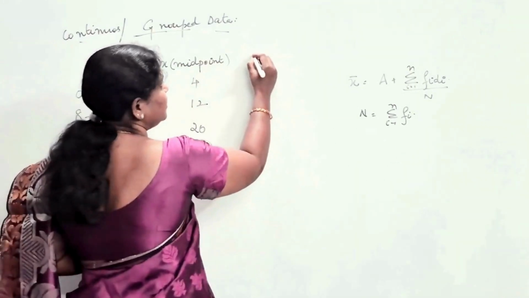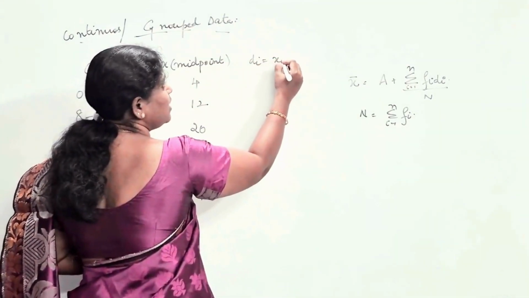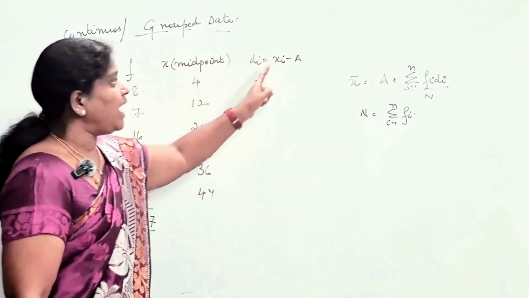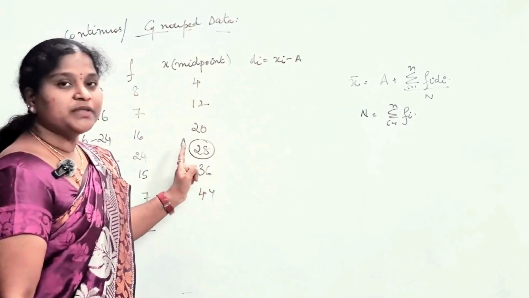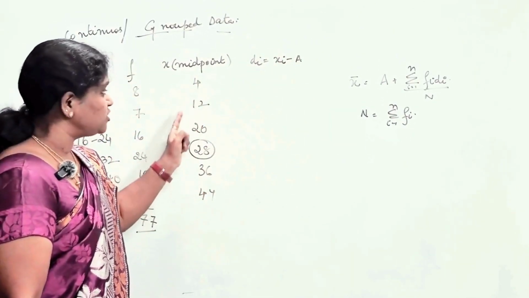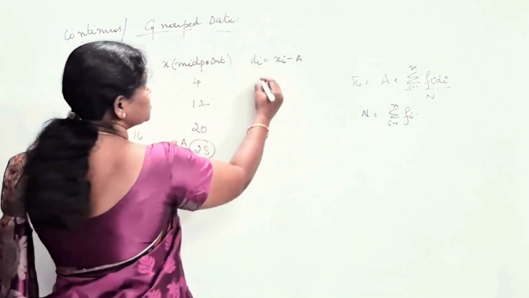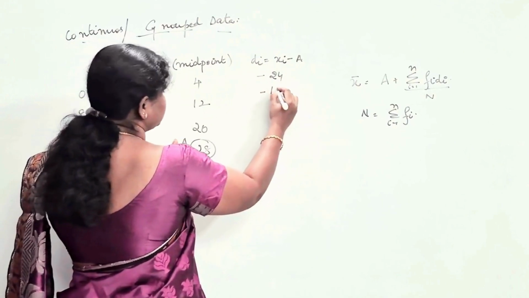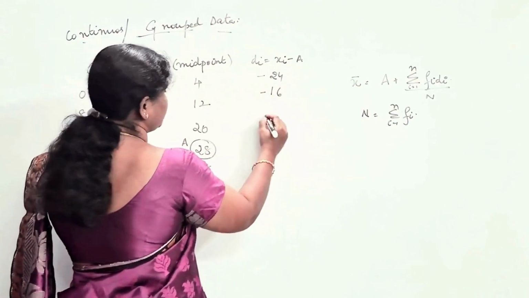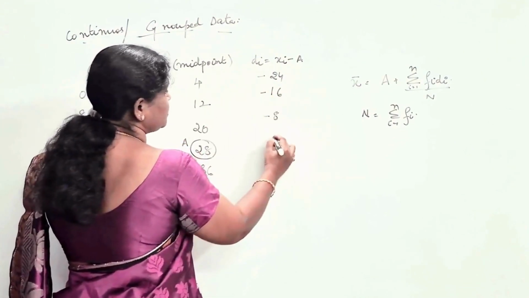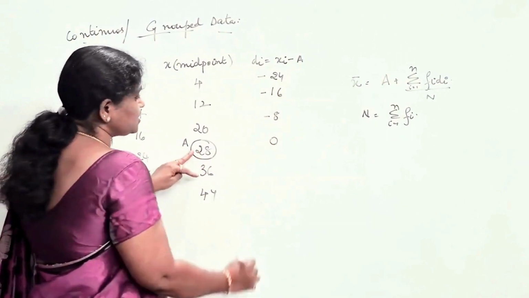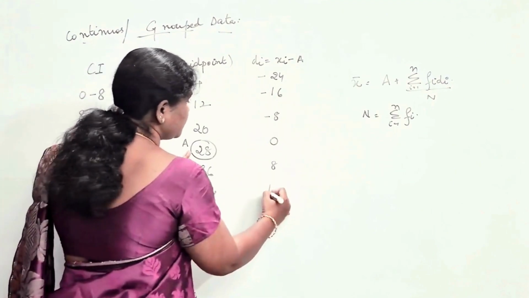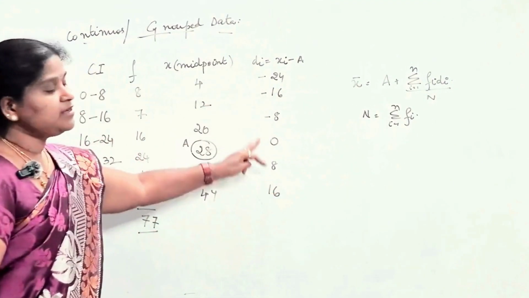Now, I'll find di is equal to xi minus A. Xi is each midpoint and A is my arbitrary value. I will subtract the arbitrary value from each value. That is 4 minus 28 is minus 24, 12 minus 28 is minus 16, 20 minus 28 is minus 8, 28 minus 28, 0, 36 minus 28 is 8 and 44 minus 28 is 16. These are my di values.